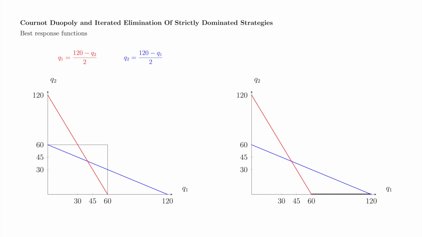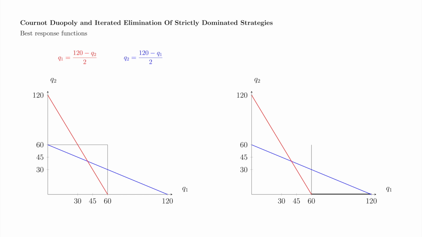On the graph on the right, the interval on the Q1 axis between 60 and 120 is marked with a thicker black line. Note that the red line is fully to the left of Q1 equals 60. When Firm 1 best responds to Firm 2, it always selects a quantity between 0 and 60. Since Firm 1 never produces more than 60, we can eliminate from the graph the portion of the Q1 axis greater than 60, indicated by the vertical line at Q1 equals 60.